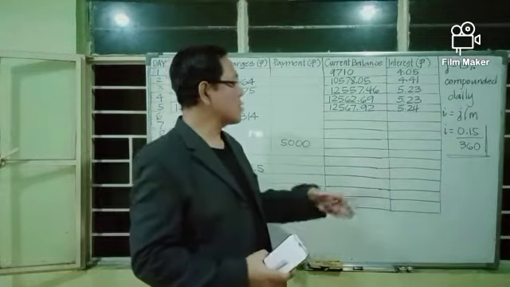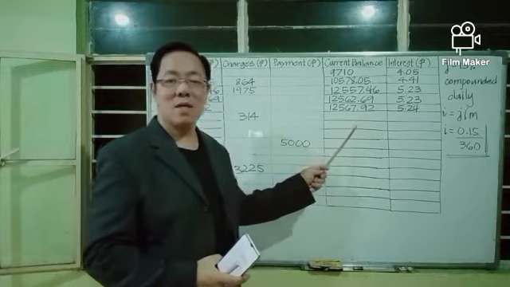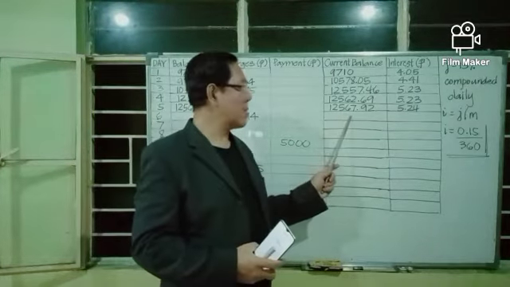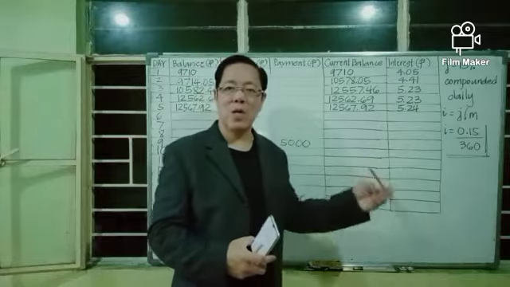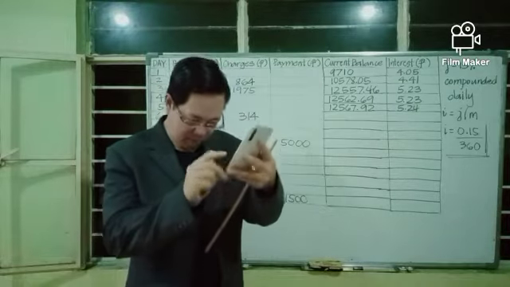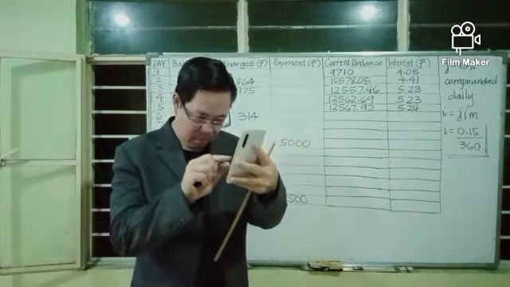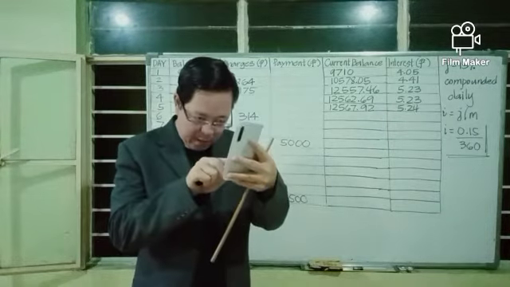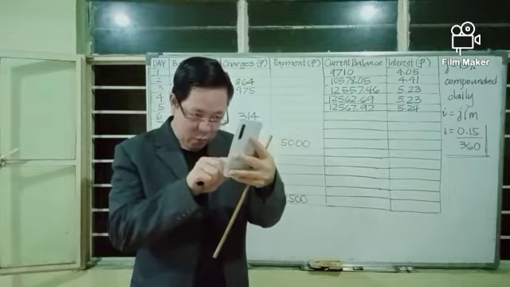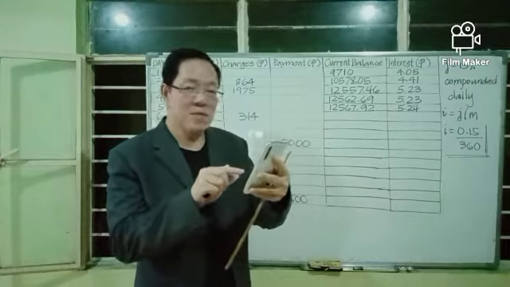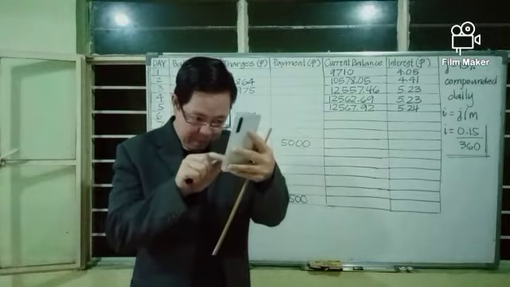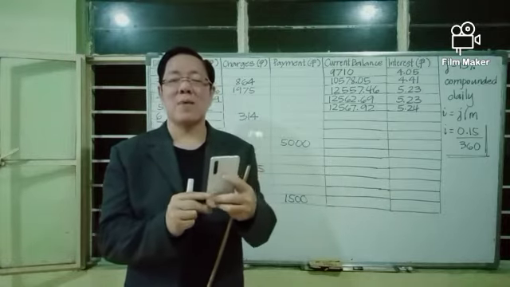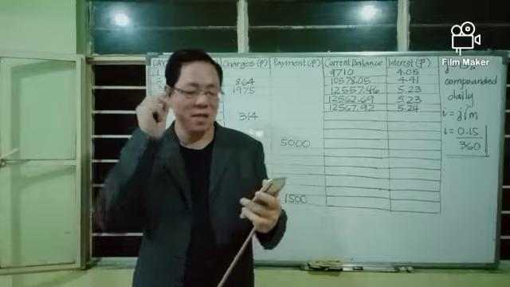And add the interest to the balance at the end of the 5th day, or November 5, 12,567.92 plus 5.24. And you should get 12,573.16.